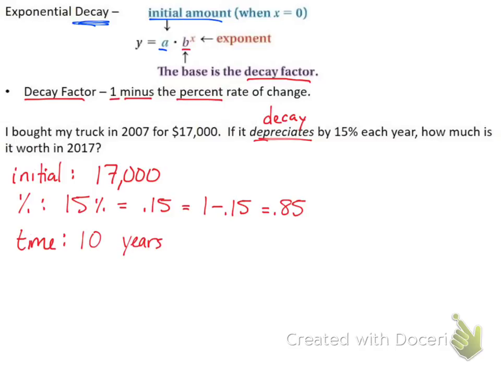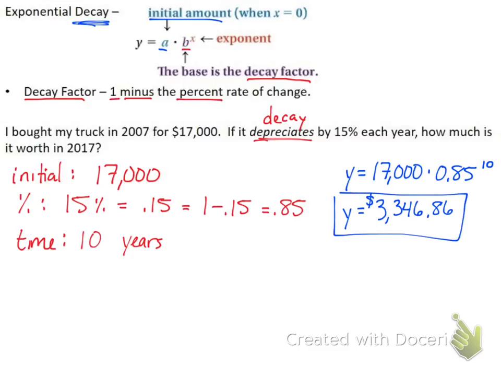And so again, I'm just going to plug these values in. So y is equal to 17,000 times 0.85 to the 10th power. That gives me y is equal to $3,346, and it's 0.864, so I'm going to go 86 cents. Keep it as it is. Again, I'm talking about money, so make sure I put a dollar sign on it. So in 10 years, it depreciated, went from $17,000 to $3,300-ish.